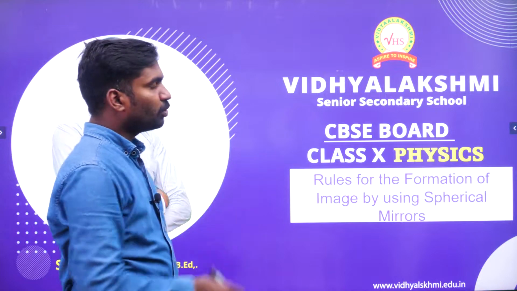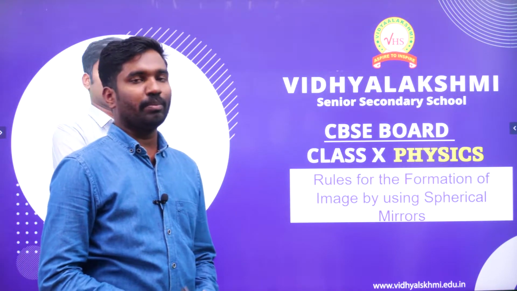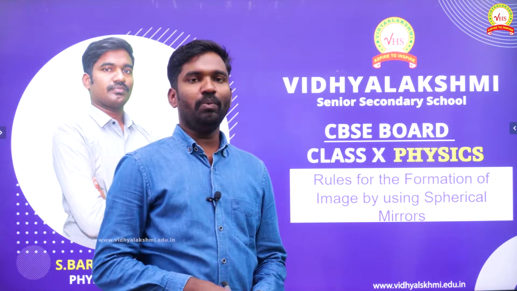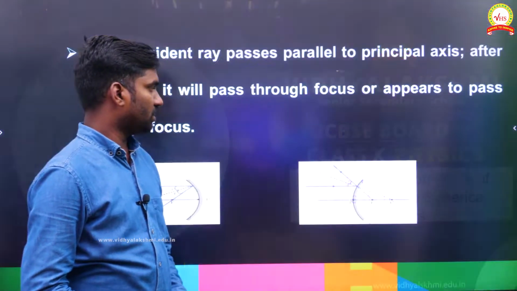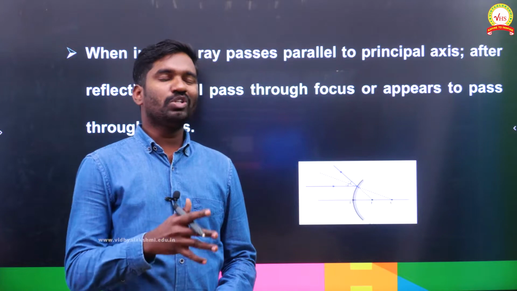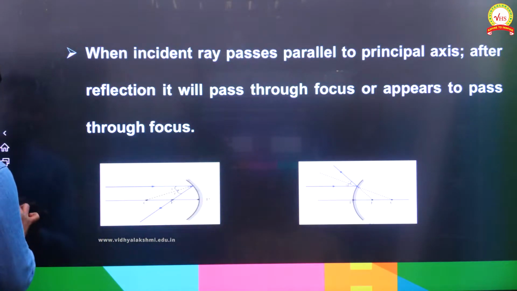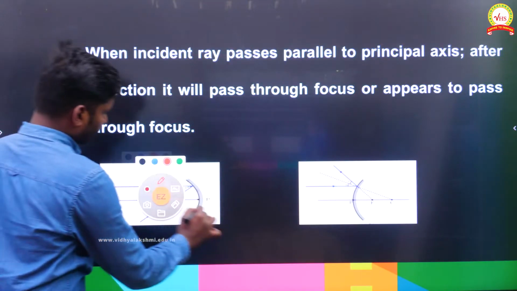Today we are going to discuss the topic called rules for the formation of image by using a spherical mirror. Either it may be a concave or it may be a convex. So totally we are having 4 sets of rules. So what are the 4 sets of rules? So first one is rule 1.